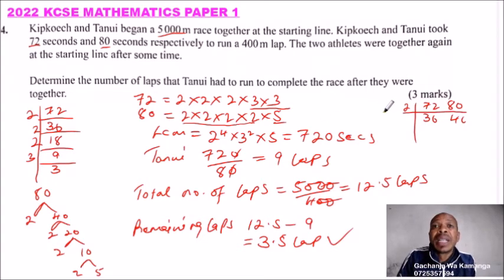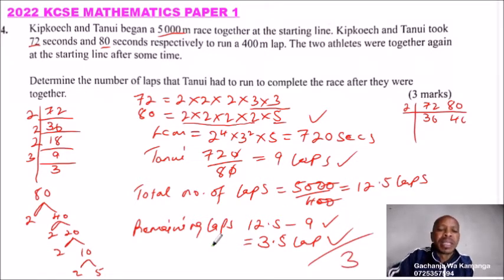By doing that, you get 3 marks. So you get 1 mark for getting the LCM, you get 1 mark for getting the number of laps in 720 seconds, and you get 1 mark for the answer, and that totals to 3 marks. So that is how you are supposed to do that. Here you are being tested whether you know how to apply the knowledge, that is, apply the LCM, the lowest common multiple, which you learned in Form 2.